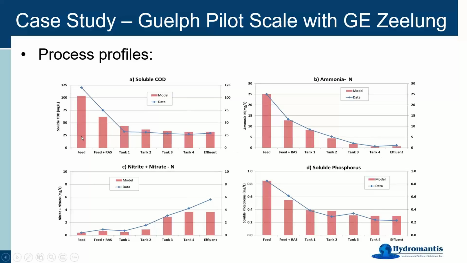You can see the feed plus the RAS, and then those 4 reactors that I just showed, and then the effluent. So we wanted to be able to get the model to, of course, match to the data that's here. The data is the blue line with the dots, and the model is these pink bars. So it took a while to calibrate this, of course, and we needed to be able to make sure we had a good characterization of the influent. That was one of the key things.